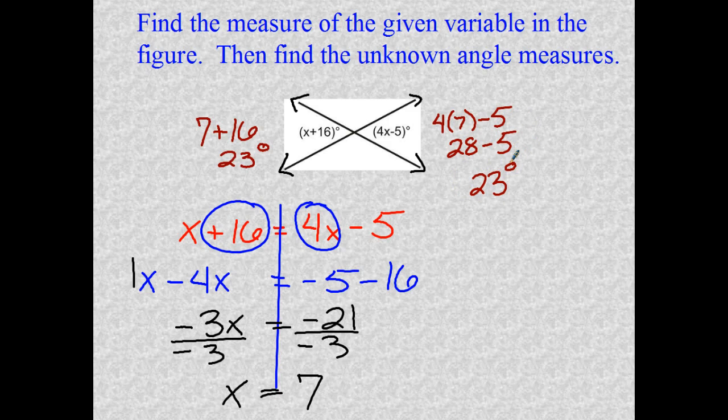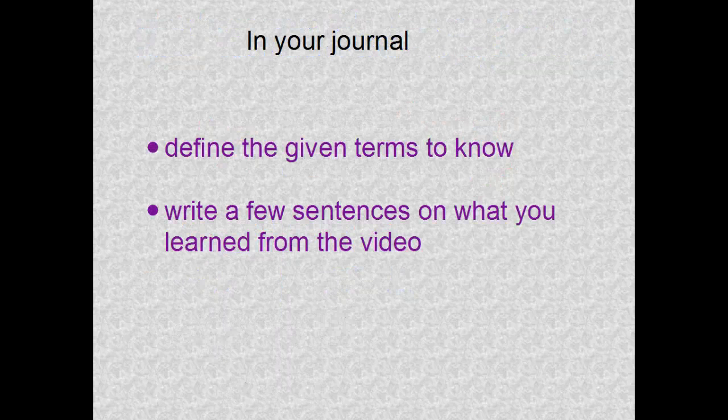So what did we do? We noticed that these are vertical angles by rule. We know that they're equal to each other, so I set up an equation and we solve for x and substituted once again.